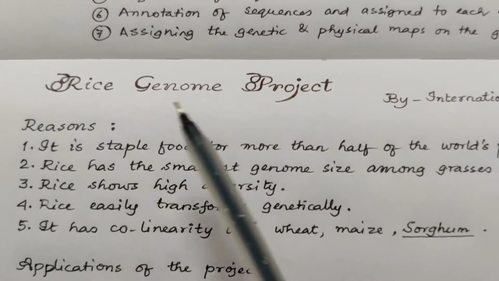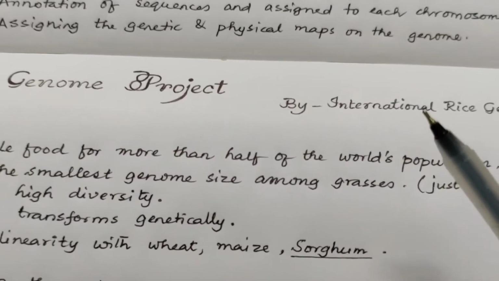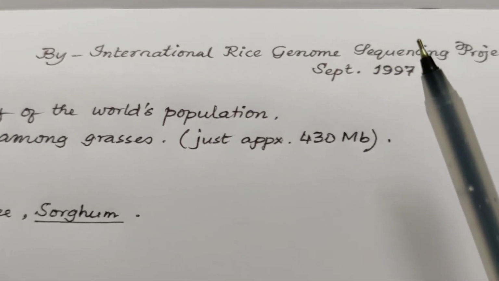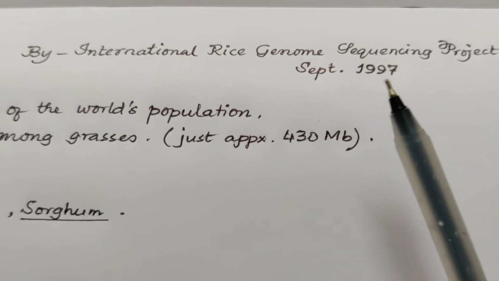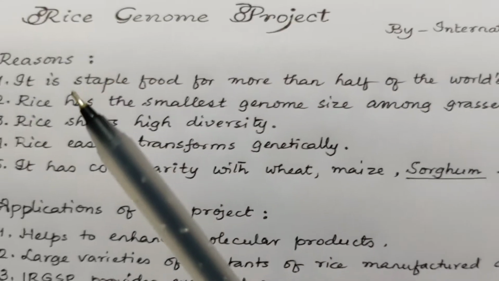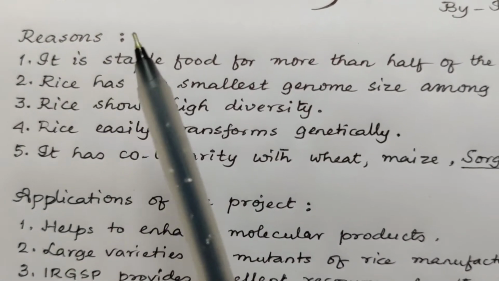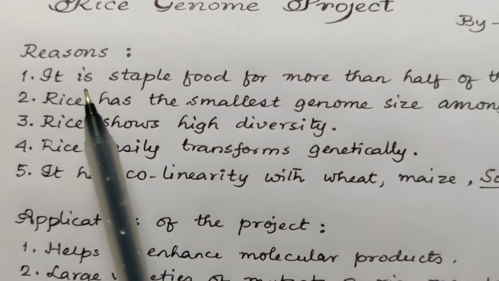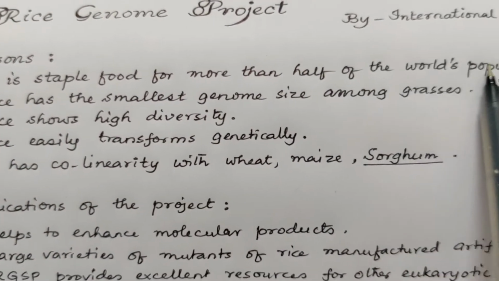Now coming to the Rice Genome Project, RGP. This was done by the International Rice Genome Sequencing Project in September 1997, that is IRGSP. The reasons for this project: number 1, it is a staple food for more than half of the world's population.